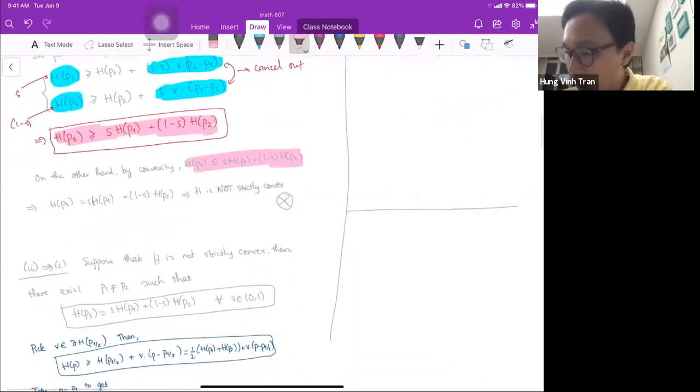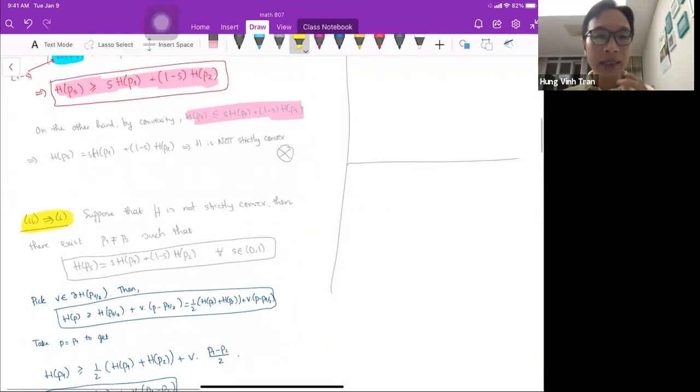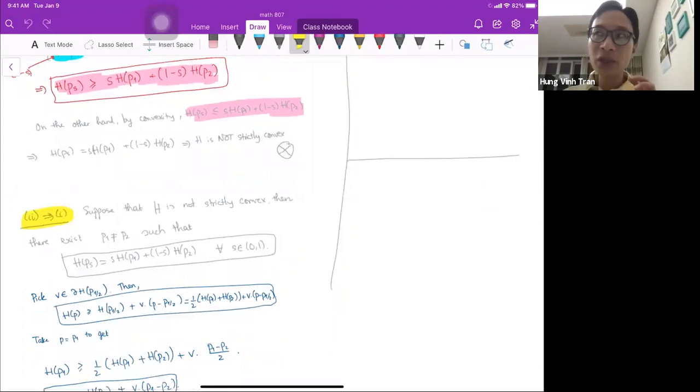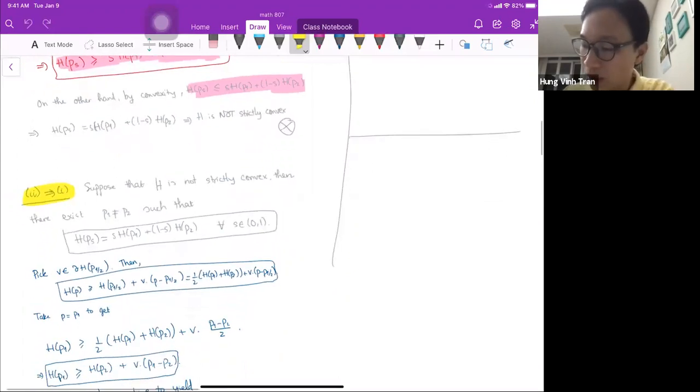Now we need to prove 2 implies 1. Again, this might not be the smartest way, but it's a clear way. When I write down the lectures, I chose, according to me, the most intuitive way to explain things. They might be a little bit longer than the most economical way, but they're useful.